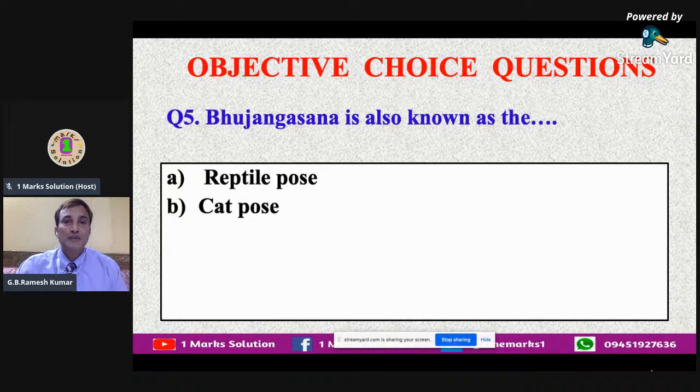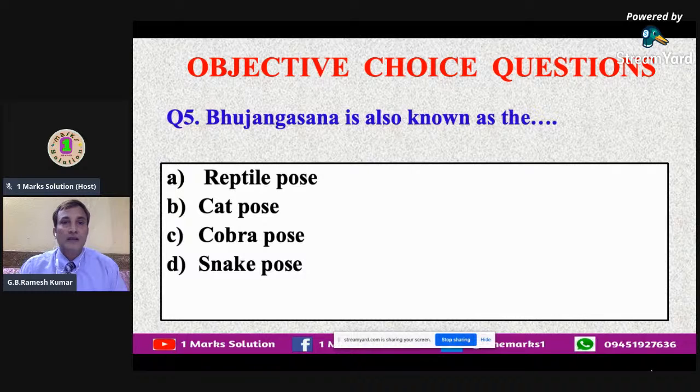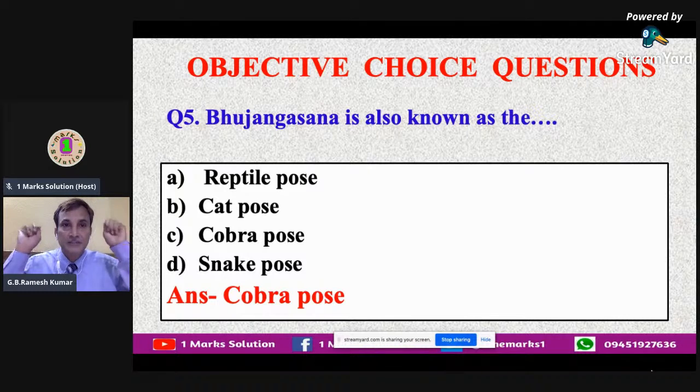Bhujangasana is also known as the reptile pose, cat pose, cobra pose, or snake pose. It's not reptile pose and it's not cat pose, but you may have confusion between snake pose and cobra pose. The answer is cobra pose. And sometimes you may get the question like this: snake hood pose. Hood means the head cover, like when you're wearing a jacket. So sometimes we may get the question as hood also. So the answer is cobra pose.